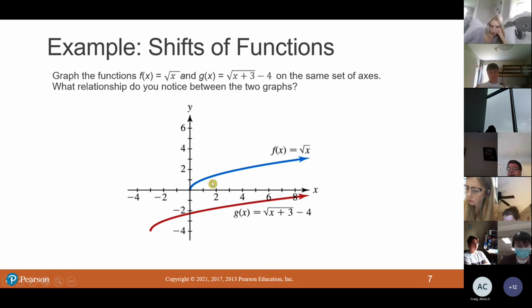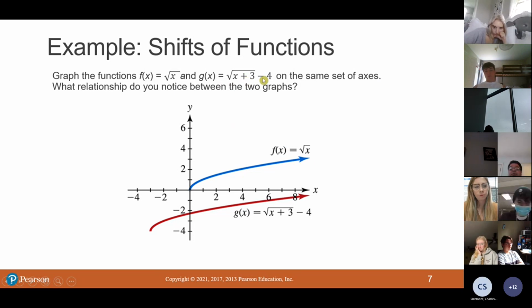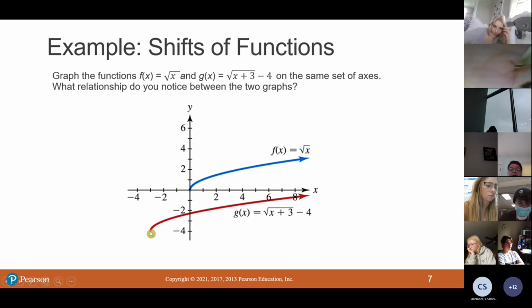Here's another example, square root. Here's the function, square root of x. That's your parent graph, which is in blue. And then you've got a vertical shift of -4. It's outside the function. And inside the function, you've got a horizontal shift of 3 to the left. So you're going to go 3 to the left and 4 down. And that is your red function.